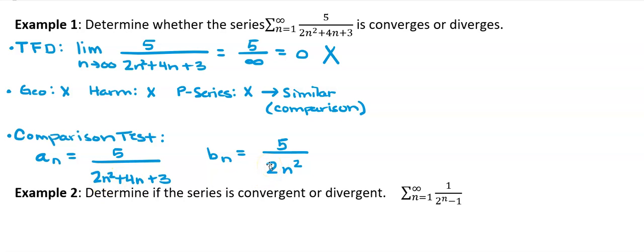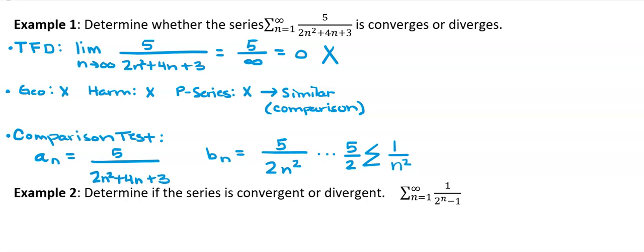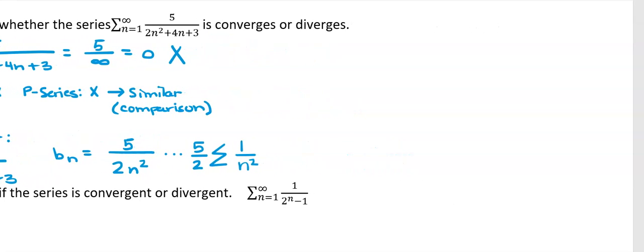So that's similar enough. We can force this 5 over 2 times n to the second power to look like one of our previous series, specifically the p series, by taking that 5 over 2 and pulling it out in front. And now we have it in p series form. So let's try to break this down.